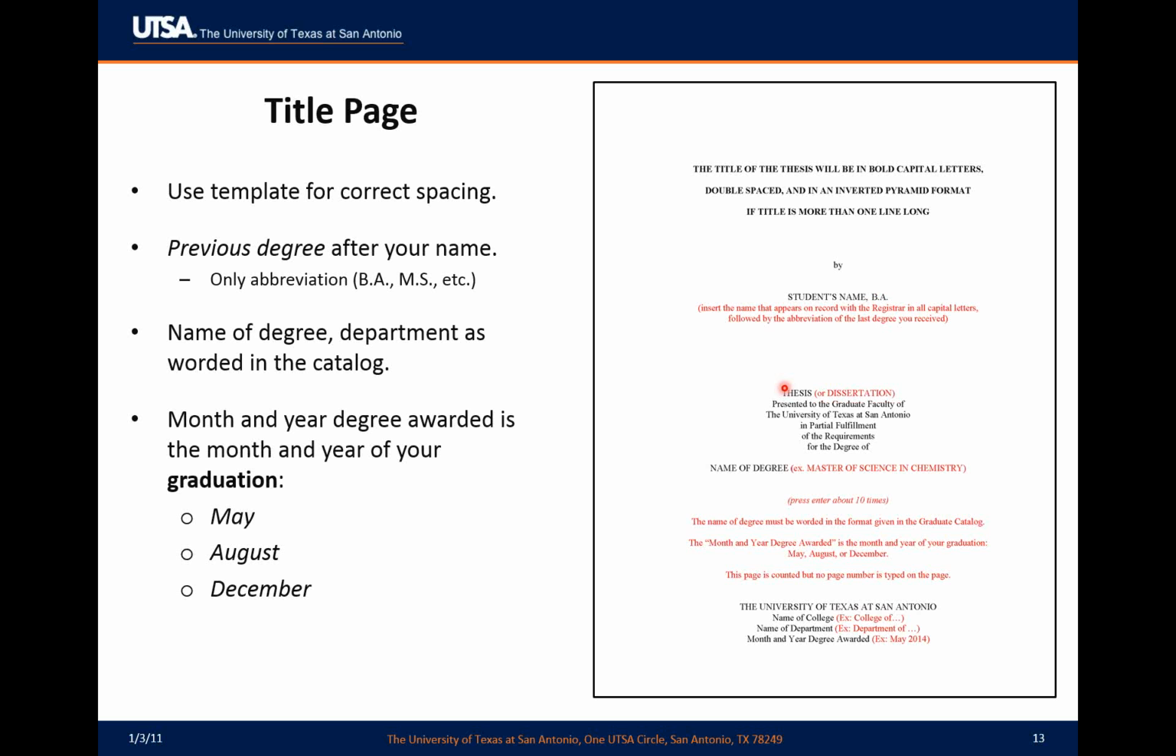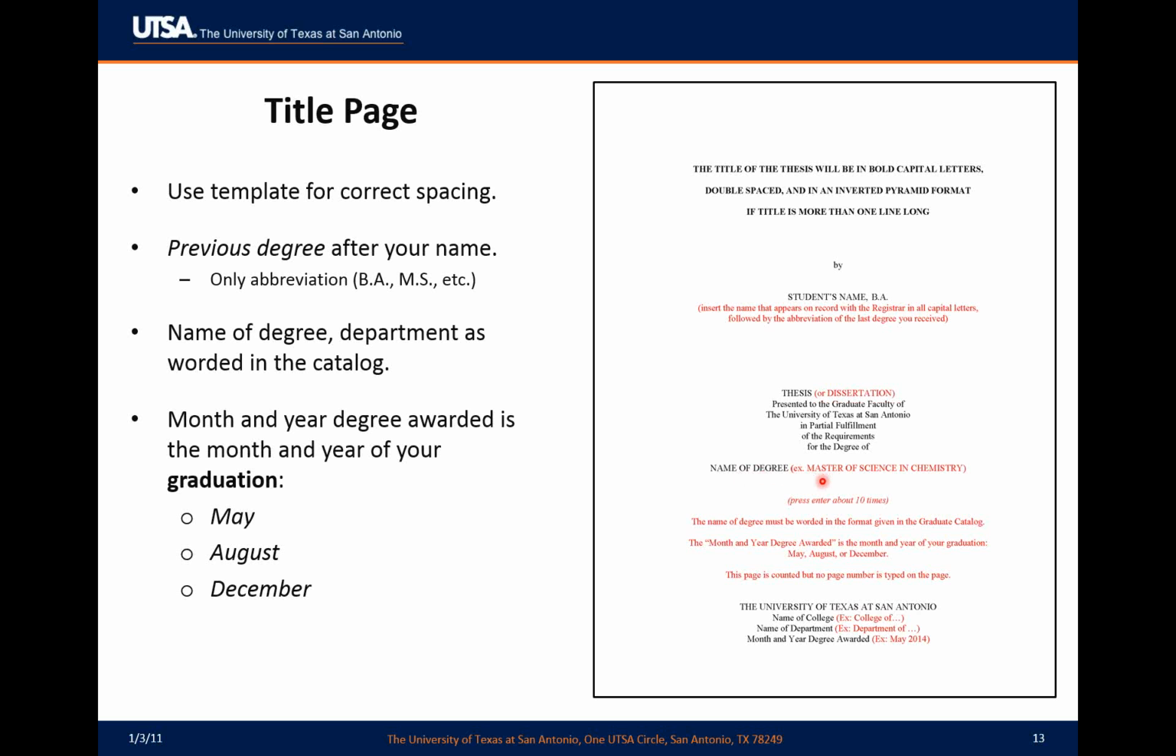Down here, you will put thesis, or if you're doing a dissertation, replace it with the word dissertation, and use this text exactly as it appears. Do not change this block of text. You'll put the name of your degree in all capital letters. Now this is the degree that you are currently working on. Make sure that you get the name of the degree correct.